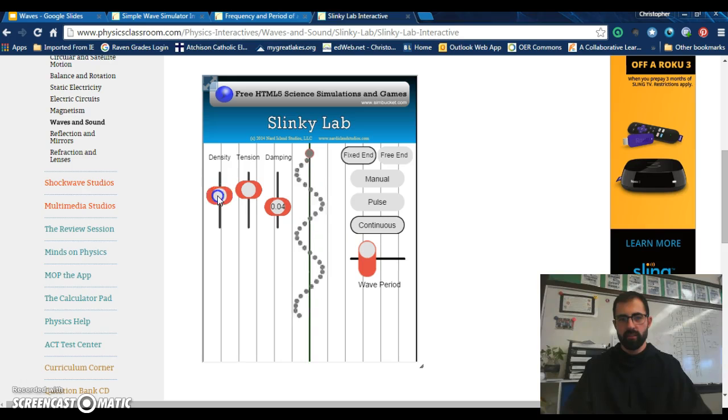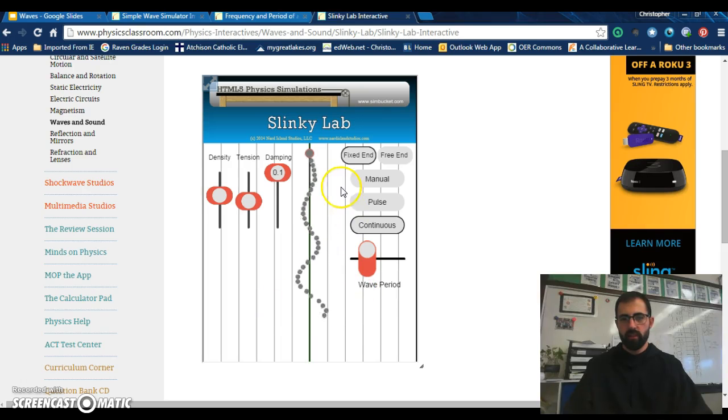So as we decrease the density, you can see how the wave behavior changes. How dense is the material it's traveling through? How closely packed are all the molecules? Right, tension: decrease tension. Again, how does the wave behave? Damping is how much energy is lost from molecule-to-molecule interaction. At very high damping, see how big the wave is here? It's losing all that energy before it reaches its fixed end. If you switch to free end, same thing. See how small the amplitude is at the end because it's losing energy.